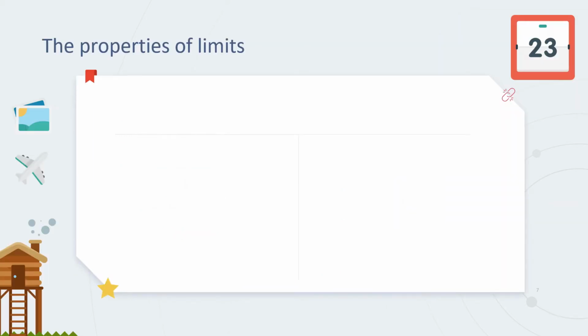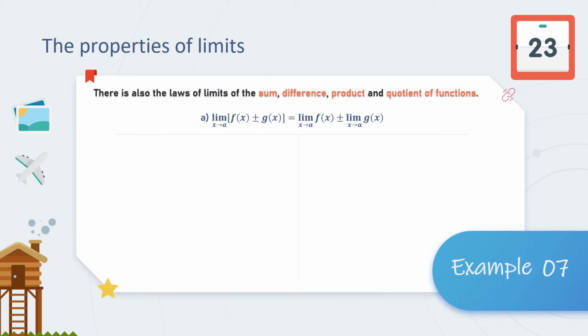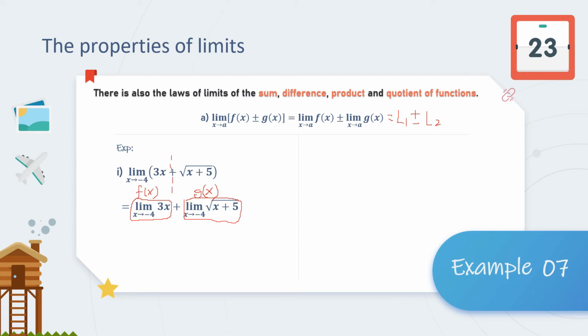Continue with the properties of limits. There are also the laws of limits of the sum, difference, products, and quotients of functions. The limit of a sum or difference is the sum or difference of the limits. Example 1. The limit of 3x plus square root of x plus 5 as x approaches -4. First, separate the functions f of x and g of x according to the properties of limits. Substitute -4 into the function and the answer is -11.